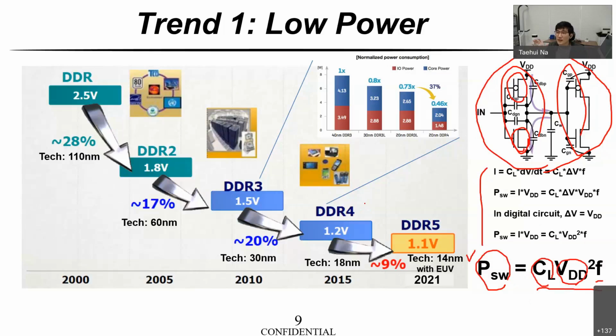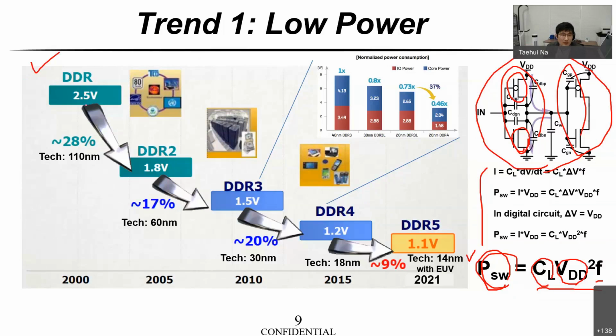It means if we reduce the power supply, then power consumption can be quadratically reduced. And if we reduce the technology node, which is the minimum channel length, it means the loading capacitance can also be reduced. So this figure shows the DRAM technology trend when it comes to supply voltage and the technology node.